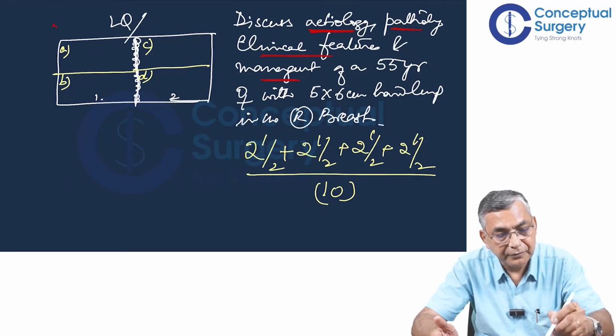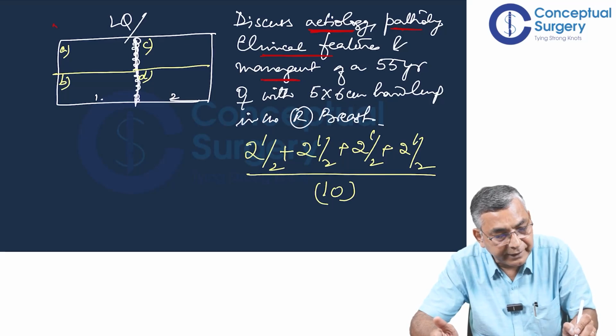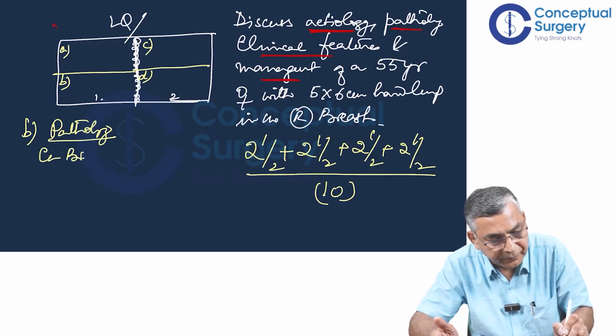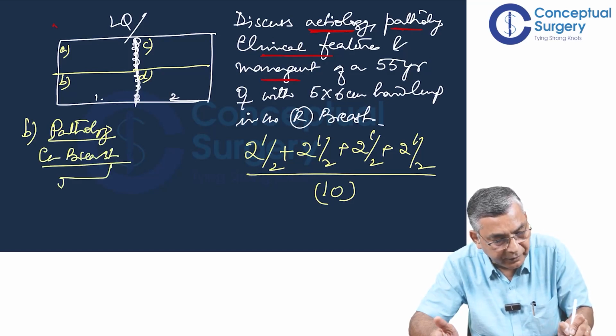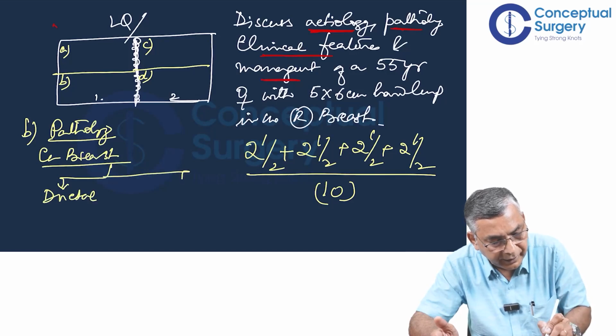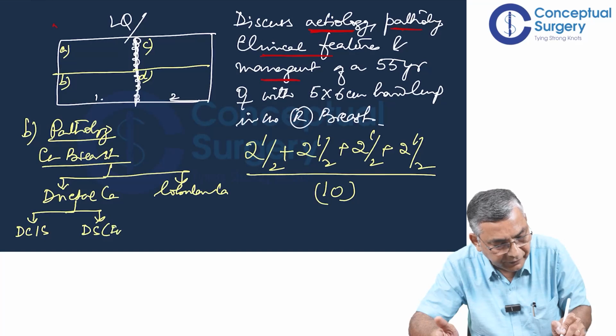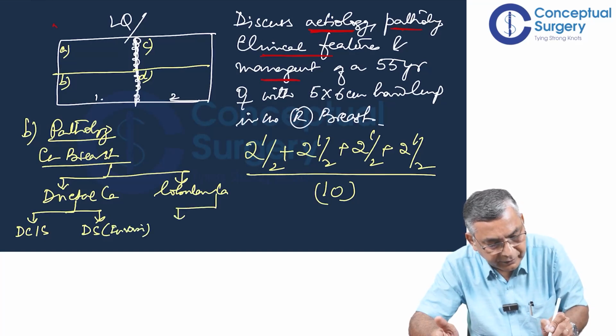and say about pathology. So then you talk about pathology, that amongst the possible causes of CA breast, we have ductal carcinoma, and we have got lobular carcinoma, and then that can be ductal carcinoma in situ and ductal carcinoma invasive, and then similarly lobular carcinoma in situ and lobular carcinoma invasive.